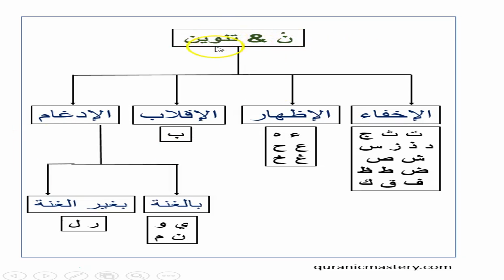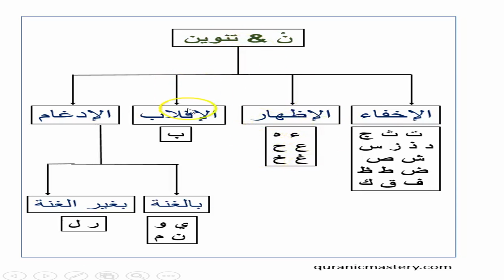When we have Noon Saakin and Tanween, there are four rule possibilities. The first possibility is Al-Ikhfa, and Al-Ikhfa occurs when one of these 14 letters occurs after the Noon Saakin or Tanween. The second possibility is Al-Idhar, and Al-Idhar is when Noon Saakin and Tanween occurs and after that one of the 6 throat letters come.